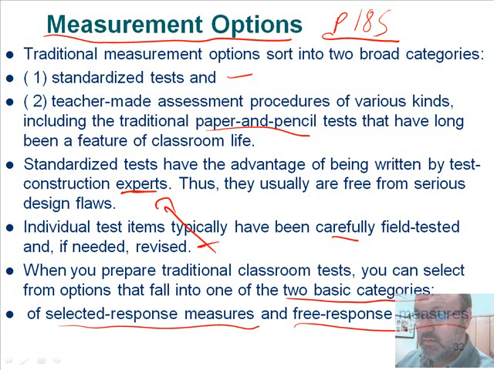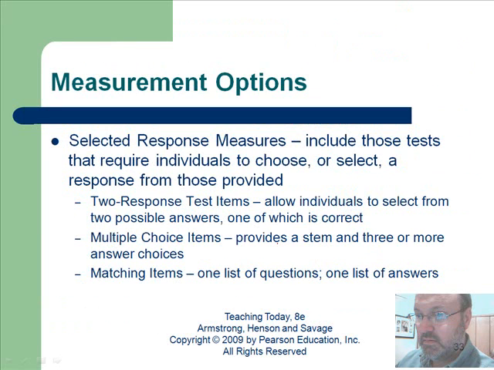Okay. Two types of tests: standardized, teacher-made. Almost predominantly the most given test is teacher-made tests, that they make up their own tests. All kinds of variations around there, but standardized tests are given less frequently. So, first of all, let's look at selected response measures, which require individuals to choose or select responses from those provided.